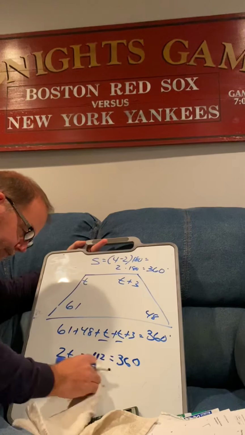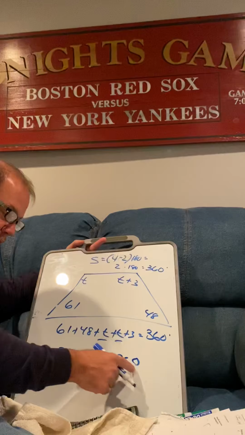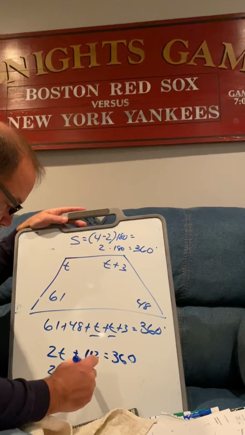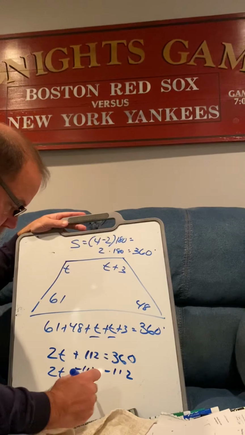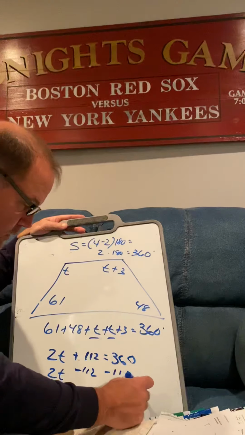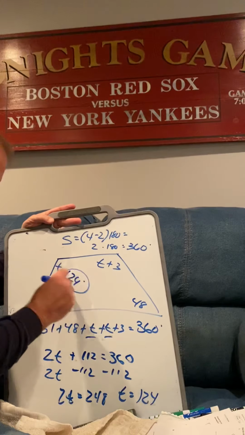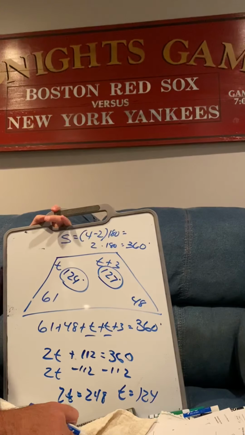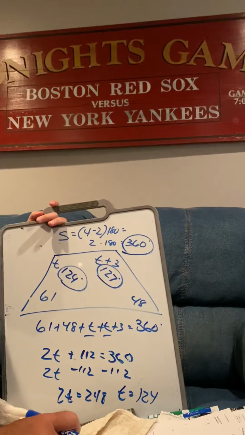Rewind there. Okay, 2t plus 112 equals 360. I don't want you to get confused there. That was a plus sign. Okay, so if I subtract 112 from this side and I subtract 112 from that side, I'm going to have 2t equals 248. And then if I divide by 2, t is going to be 124. So that angle would be 124. That angle would be 124 plus 3, 127. And when you add up these four angles now, they do add up to 360.